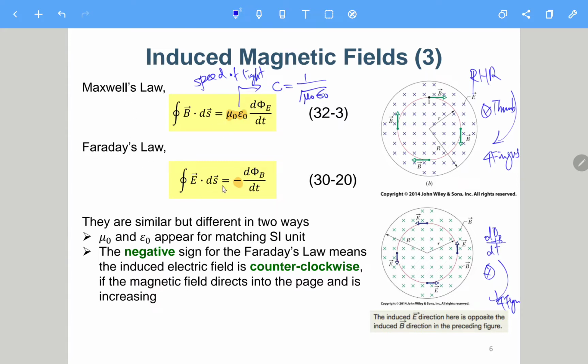One is this constant, and another one is the negative sign referring to the opposite direction of the induced B field and E field. And of course, the main difference is that here Maxwell's law is a changing E field generating a B field, and here a changing B field generating an E field.